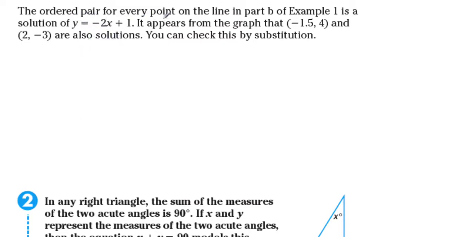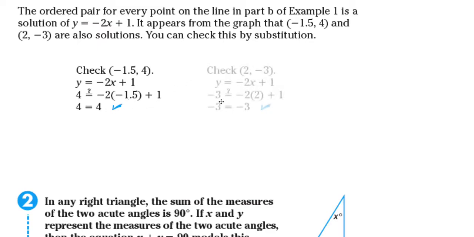The ordered pair for every point on the line in part B of example 1 is a solution of y equals negative 2x plus 1. And if you look at (-1.5, 4) and (2, -3), they lie on the line. And if we check this by substitution, okay, (-1.5, 4), so we substitute negative 1.5 for x and 4 for y. So 4, is it equal to negative 2 times negative 1.5 plus 1? Yes, it is. And we check the other point, (2, -3). Okay, we find out that it is also equal.